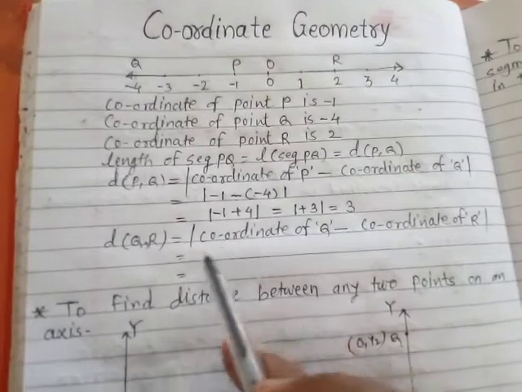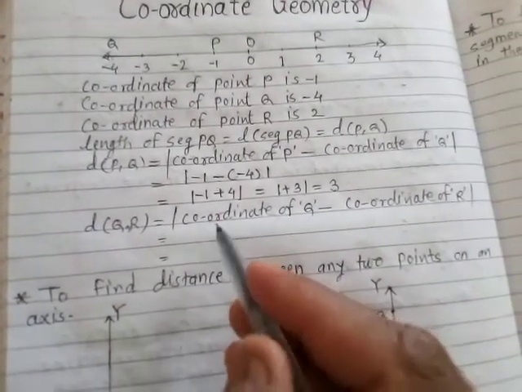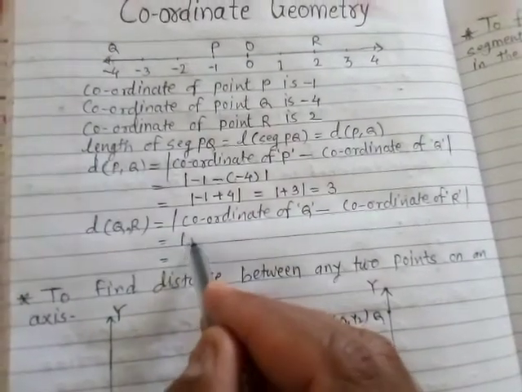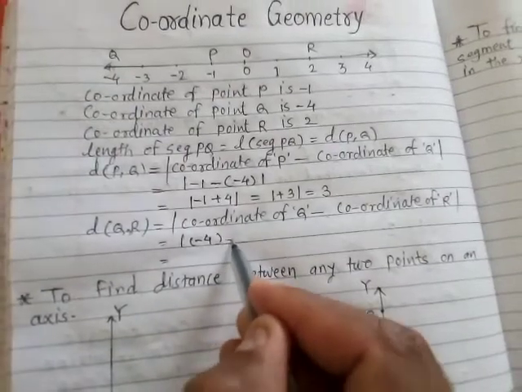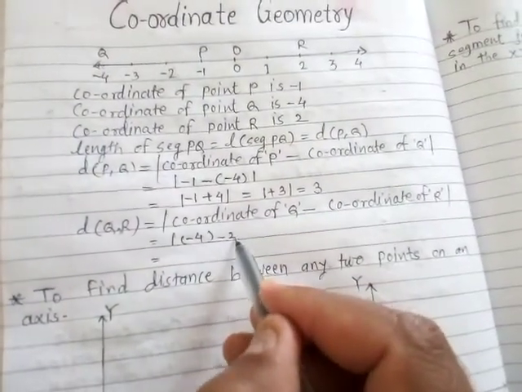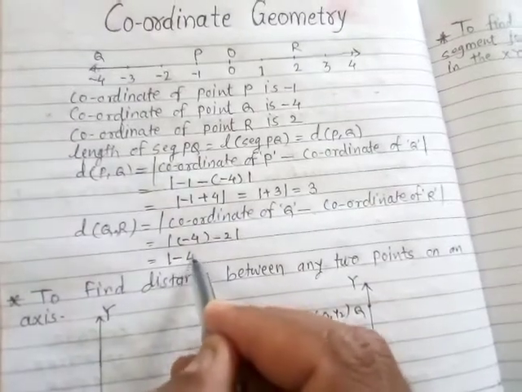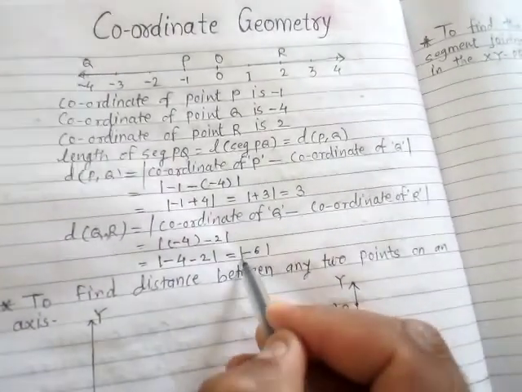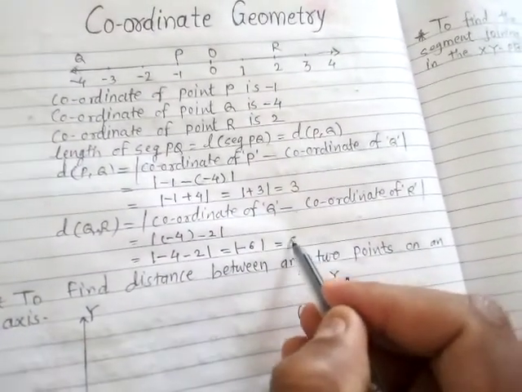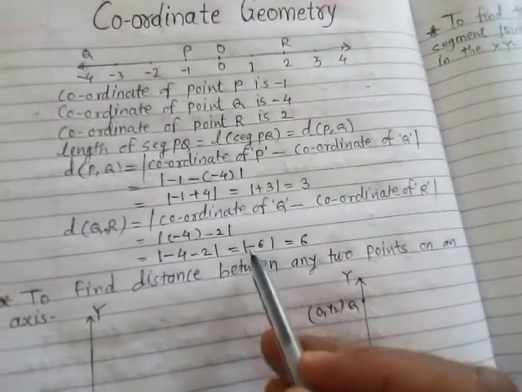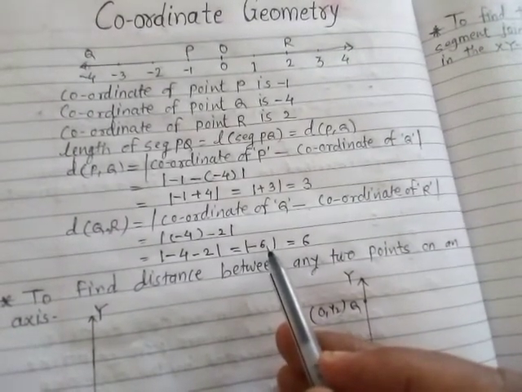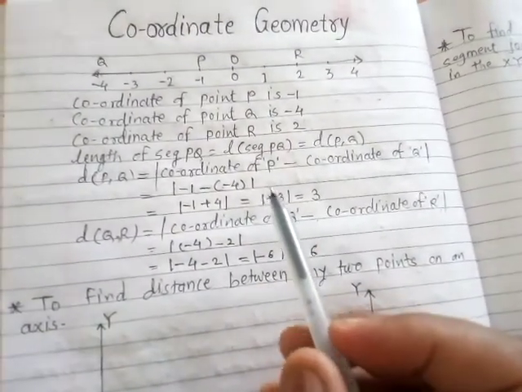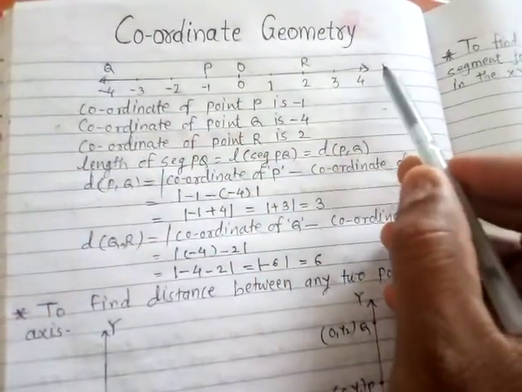Similarly, in the second case, distance QR is the coordinate of Q minus the coordinate of R. The coordinate of Q is -4, minus the coordinate of R, which is 2. Therefore -4 minus 2 is -6, and the distance is 6, because distance will never be negative. That's how we calculate the distance between any two points on a given number line.